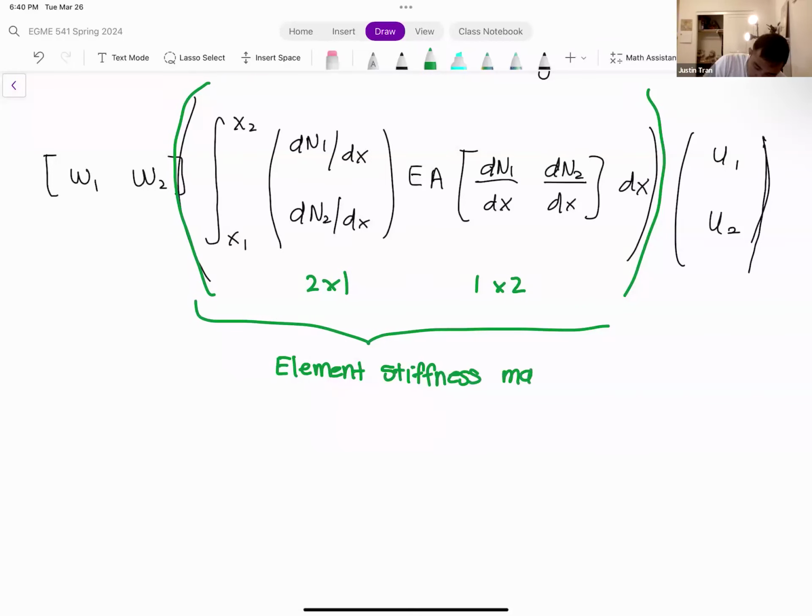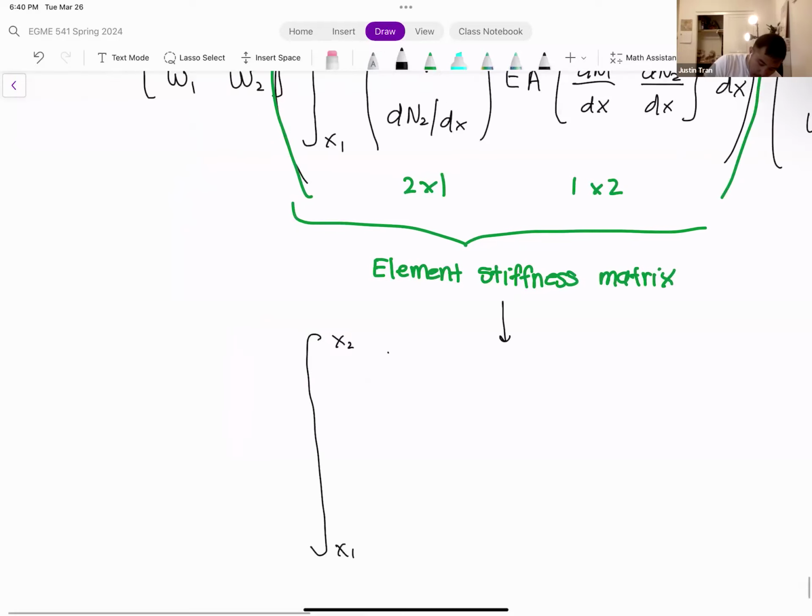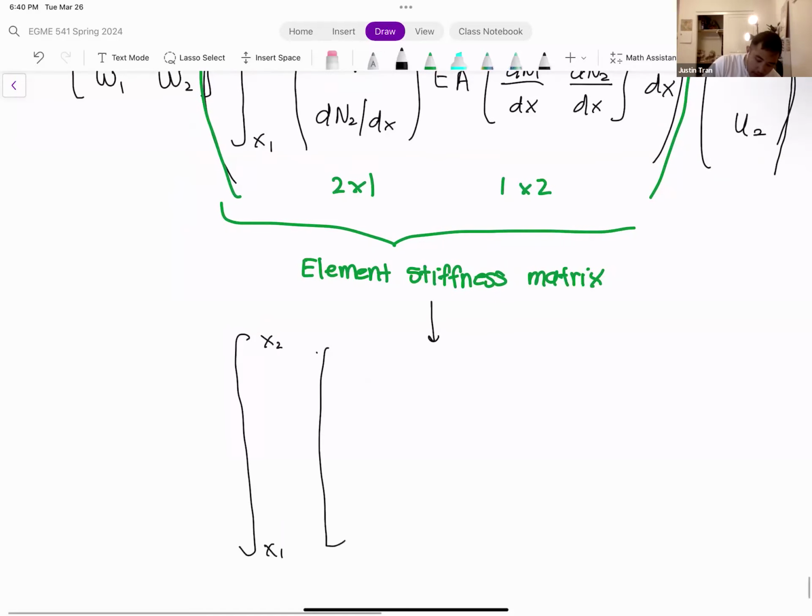Okay. And so in fact, let me put it in another form here to make it a little bit easier to see. So we have an integral. That integral is still there. This integral is going to be from x1 to x2. We have our 2 by 2 matrix here. Our 2 by 2 matrix is dn1 dx times dn1 dx.